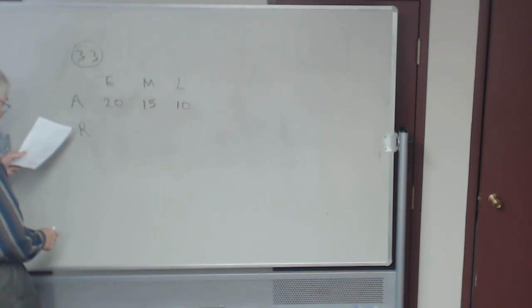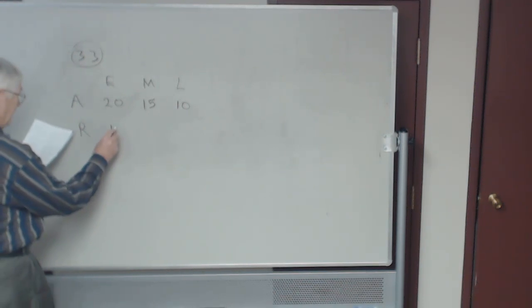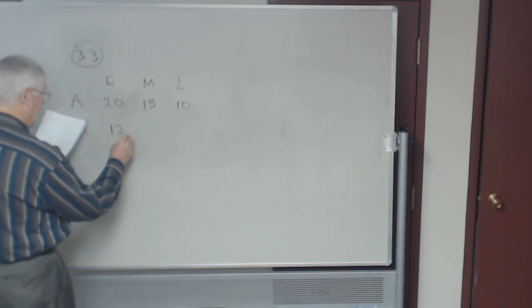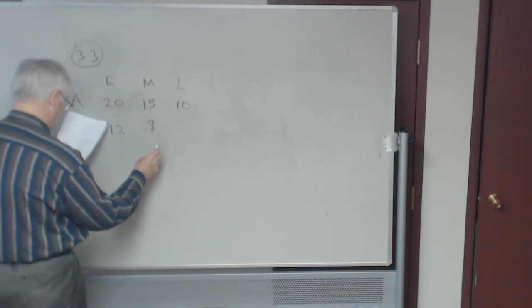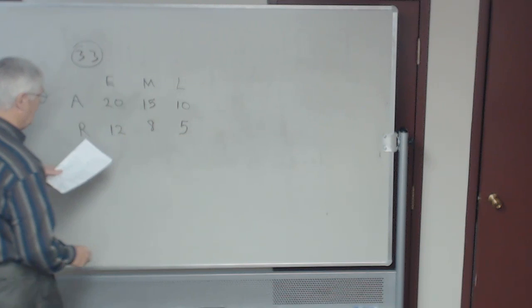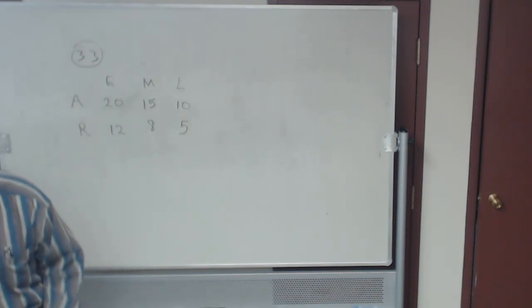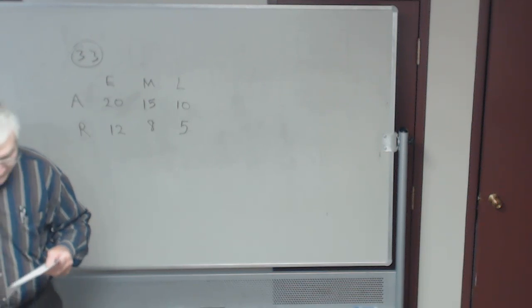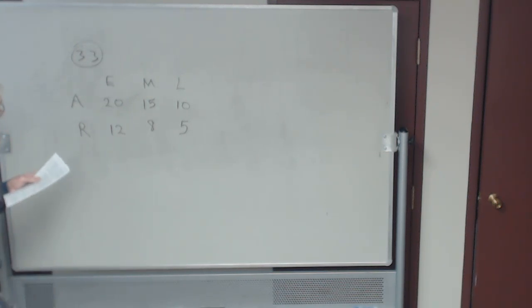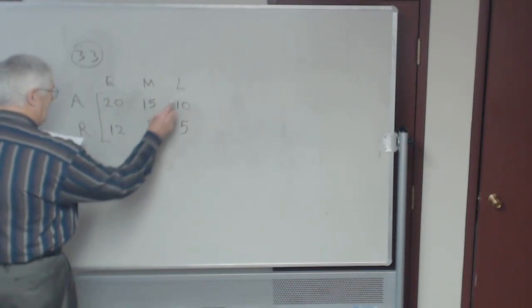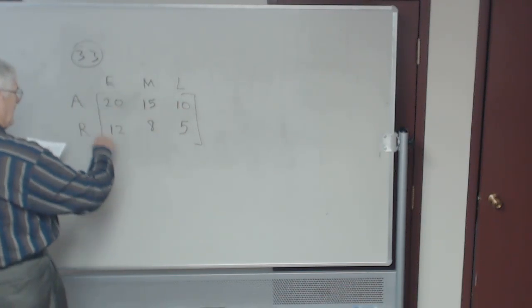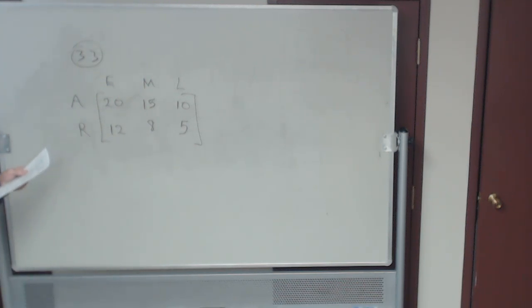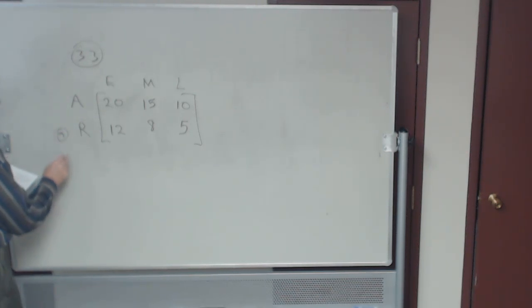And when it comes to rockers, they have 12 economy rockers, 8 medium rockers, and 5 luxury rockers. And what did they want you to do here for problem 33? Write this information in a 2 by 3, 2 rows and 3 columns matrix. We just did that. Now, watch. So we just did A. Now let's do B. What does B say to do?